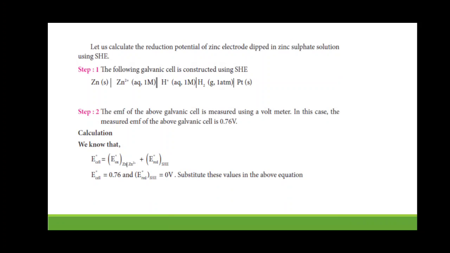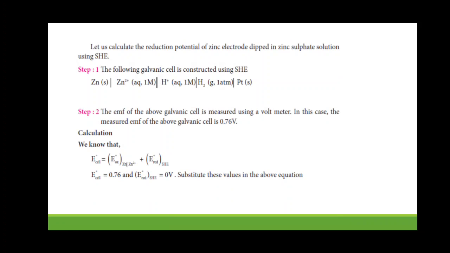Step 1. We have to write the EMF notation. Zinc, vertical line, Zn2+; the vertical line means phase boundary. Then the right side: H+ turns to hydrogen gas, platinum, that is the electrode. Step 2. The EMF of the above galvanic cell is measured using a voltmeter. In this case, the measured EMF of the above galvanic cell is 0.76 volt.